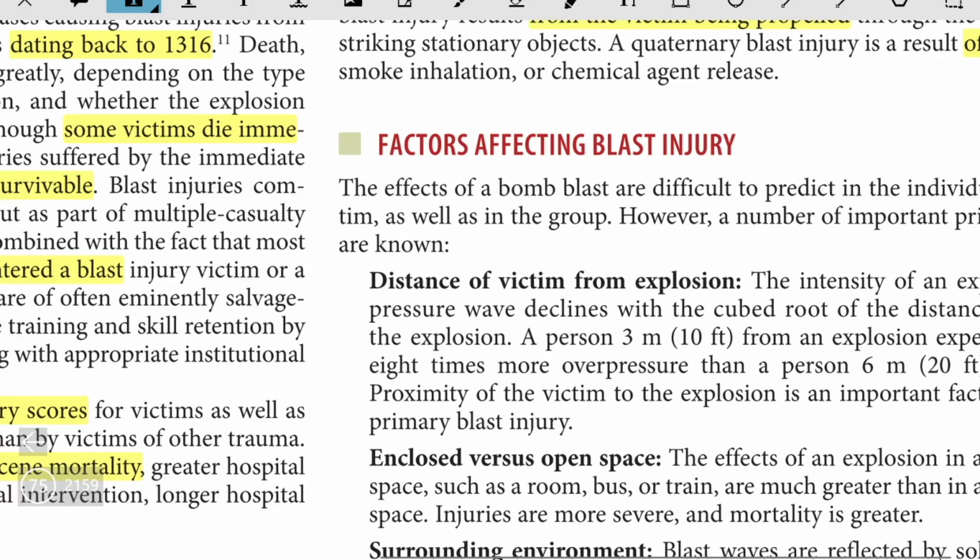So there is the distance of the victim from the explosion. If the patient is in close proximity to the bomb, the effect will be humongous. The intensity of an explosion pressure wave declines with the cube root of the distance from the explosion. A person 3 meters, that is 10 feet, from an explosion experiences 8 times the overpressure of a person 6 meters, that is 20 feet, away. The proximity of the victim to the explosion is an important factor in a primary blast injury.